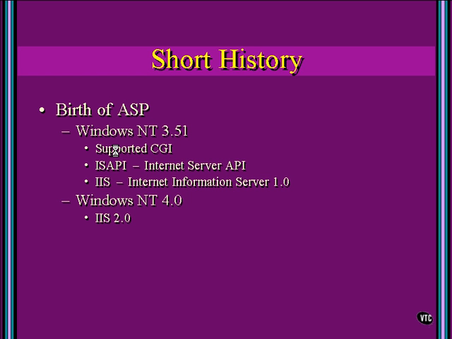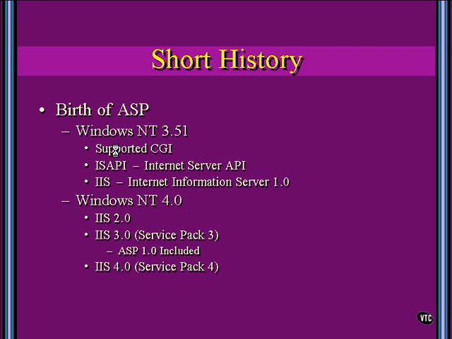When Windows NT 4.0 came out, IIS was upgraded to version 2.0, so the web server grew up a little bit. And then IIS 3.0 was introduced with Service Pack 3, and with Service Pack 3 we saw the first instance of ASP, and this was ASP 1.0. And this introduced the world to active server pages as we know them.